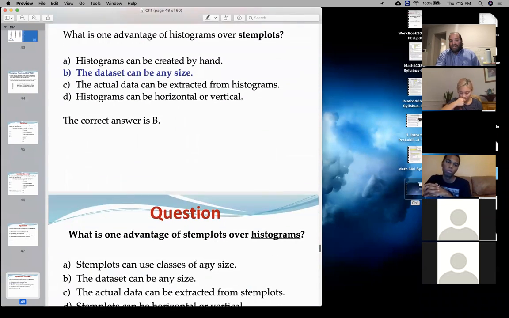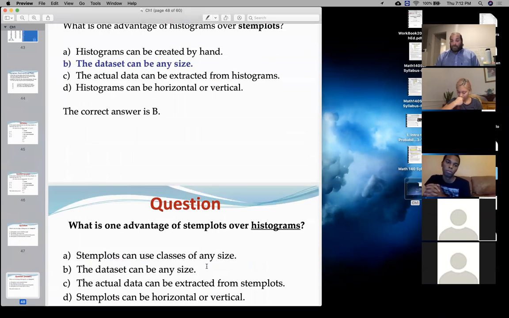Now, what's an advantage of stem plots over histograms? Why would I want to do it in the other direction? Why would I want to pick a stem plot? A, stem plots can use classes of any size. B, the data set can be any size. C, the actual data can be extracted from the stem plots, or D, stem plots can be horizontal or vertical. I'm going to type go, and I'm going to go backwards, 5, 4, 3, 2, 1, go.